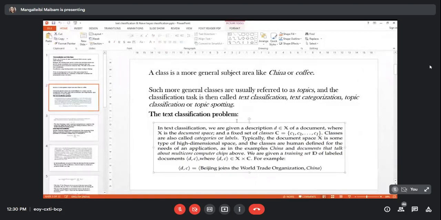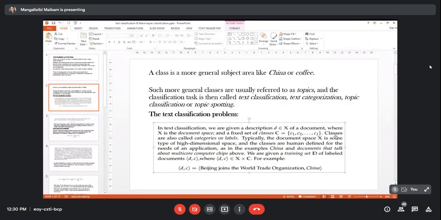Text classification problem. So we have a description D or a document D that belongs to X, where X is the document space, and a fixed set of classes C. So we have the C1 class, C2 class, and so on, up to Cj; that many classes can be there.